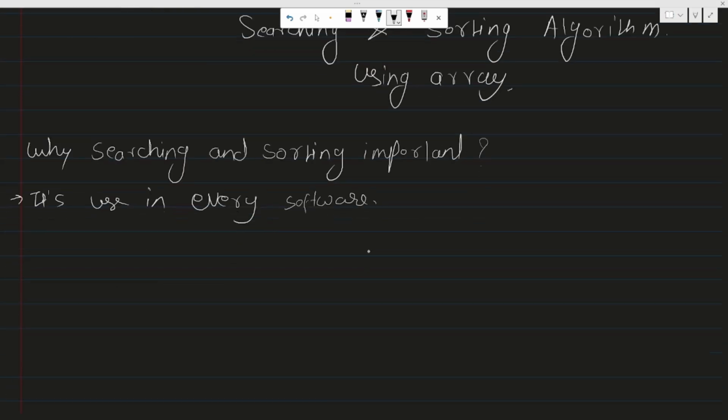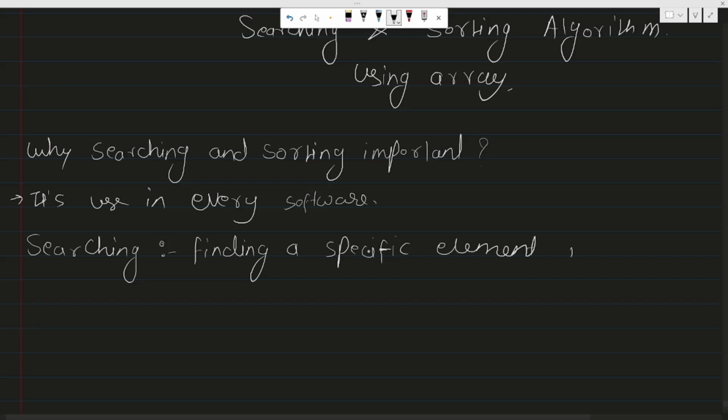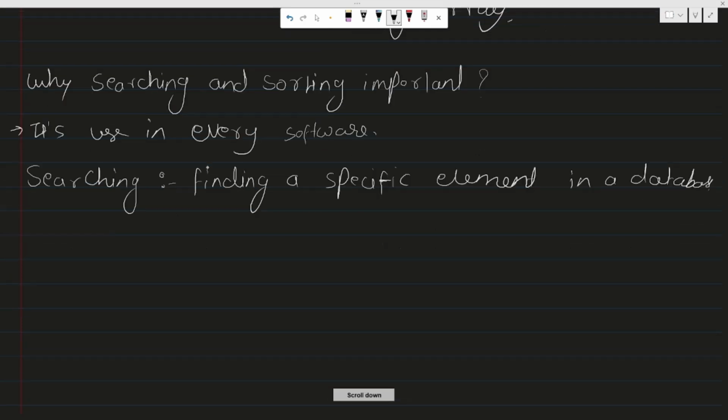First, searching is about finding a specific element in a database, or we can say a dataset as well. For example, think of a library catalog where you search for a particular book. This is what is meant by search.